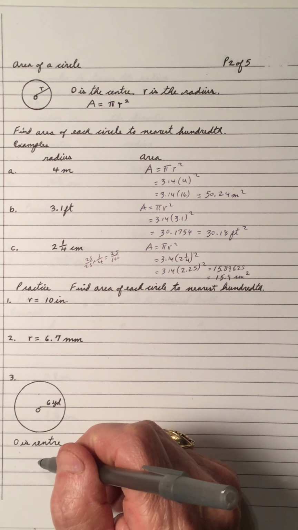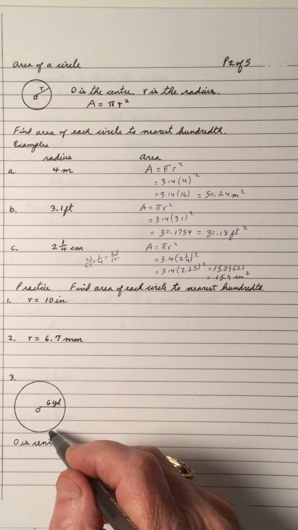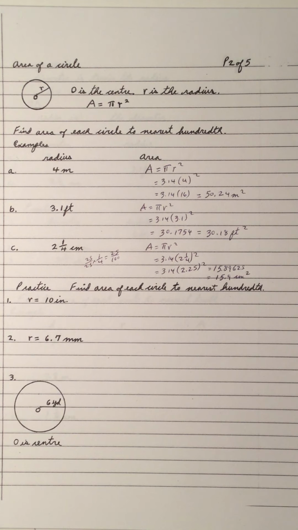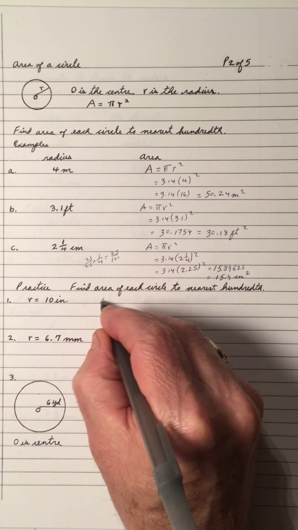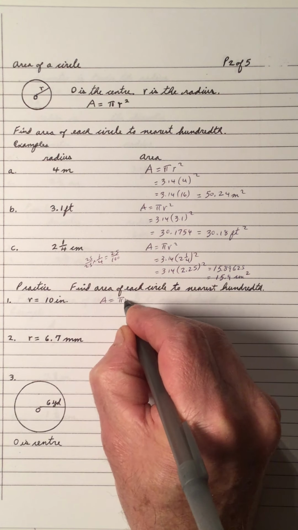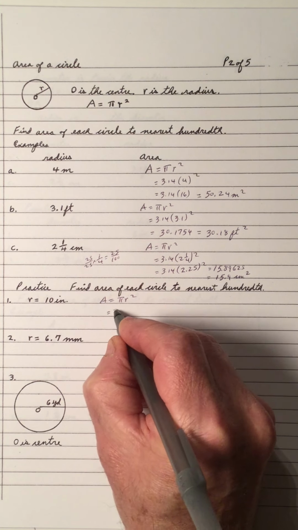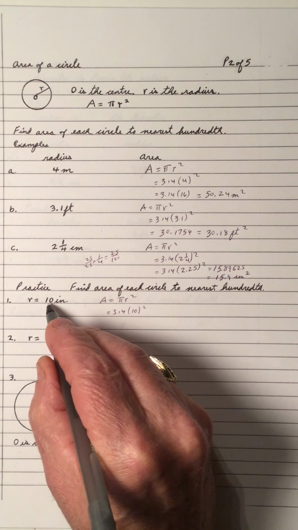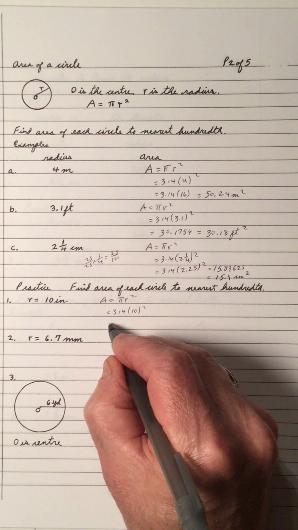Practice means pause the video and work the 3 of those out. When you get them done, you can do them one at a time, or you can do all 3. Here we go. Area is pi r squared. So it's 3.14 times 10, which is the radius, so it's 10 squared.